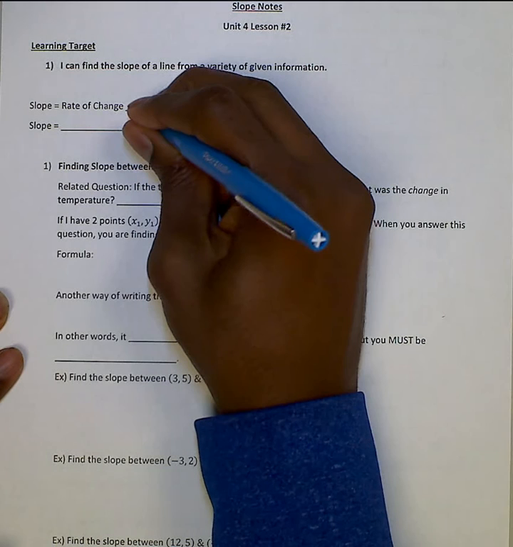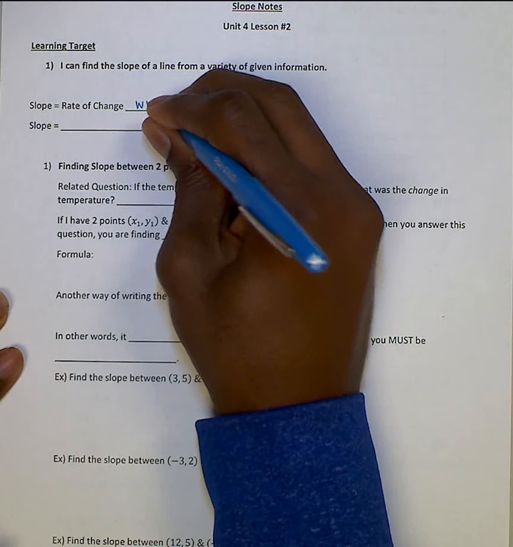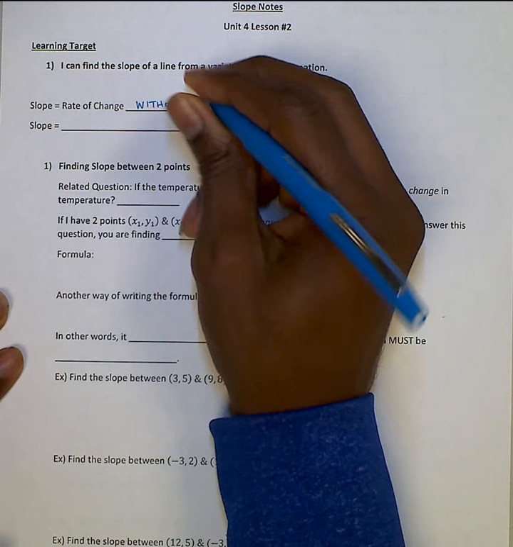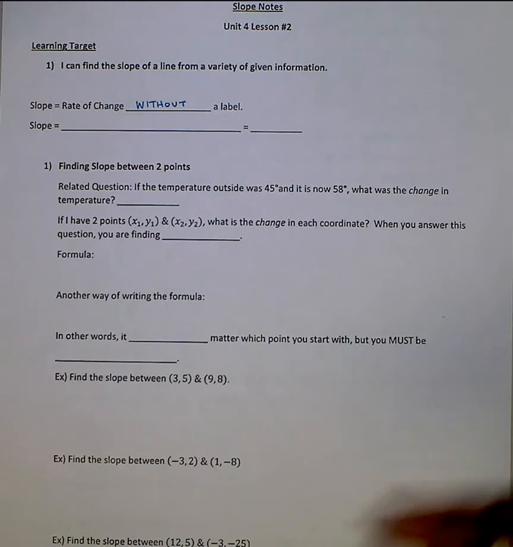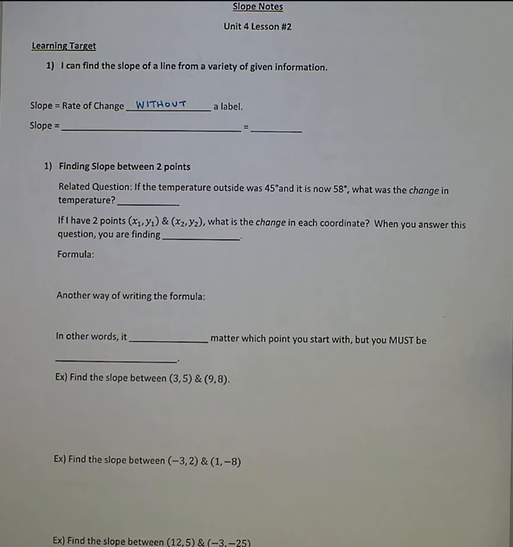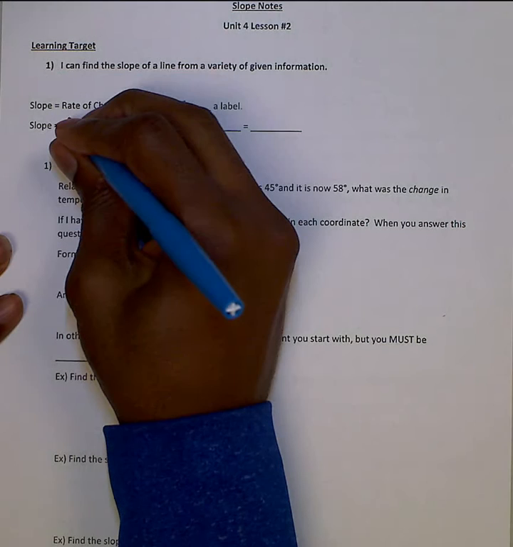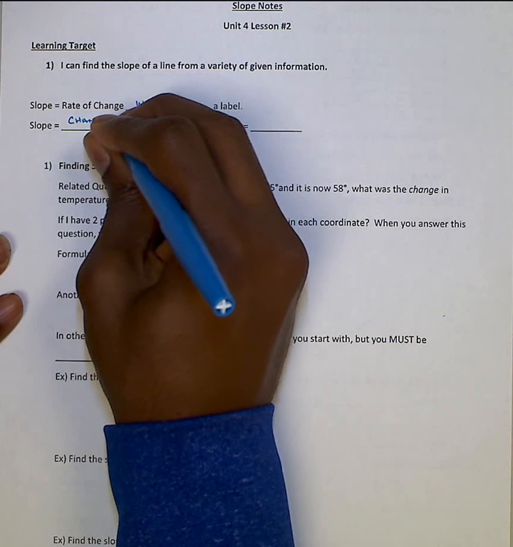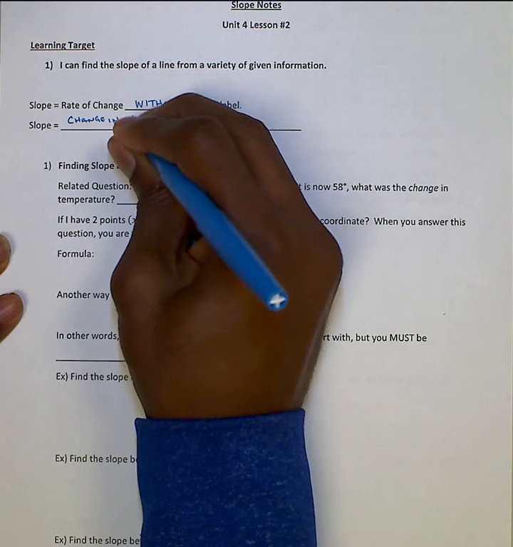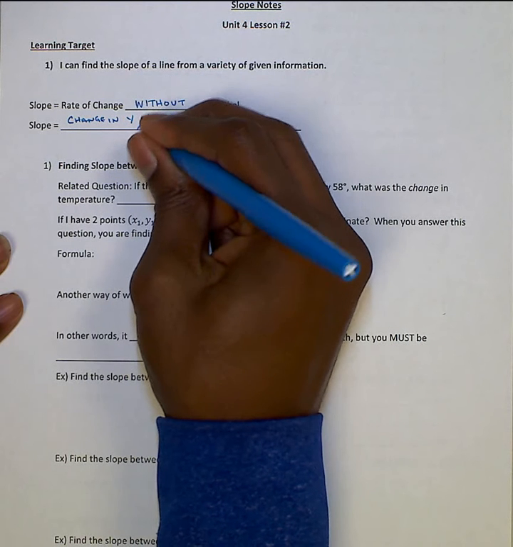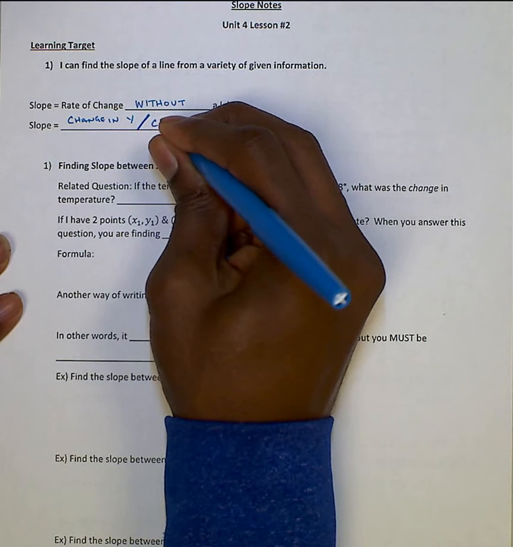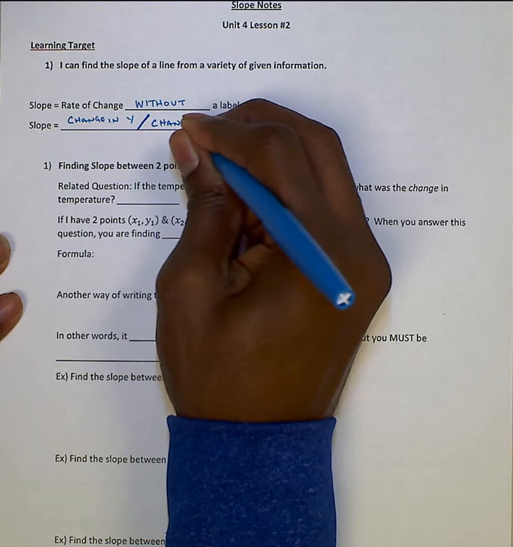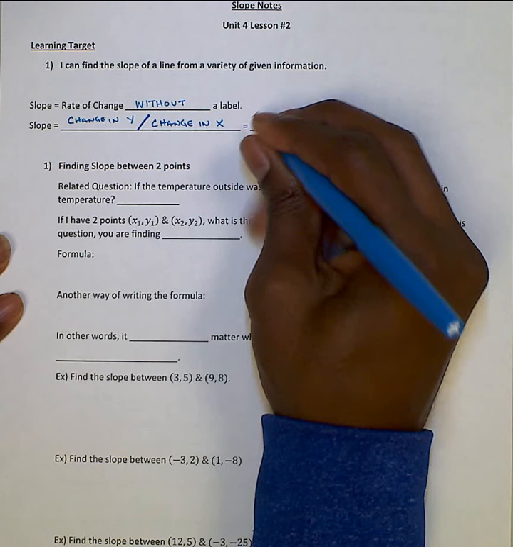Okay, so with rate of change we really focused on making sure we understood what it was talking about. We will be able to do that if we can, but a lot of times we'll be on a coordinate plane, so there won't really be a label. But the concept stays the same. So slope is the change in y over the change in x. A lot of times you'll hear me talk about it as rise over run.